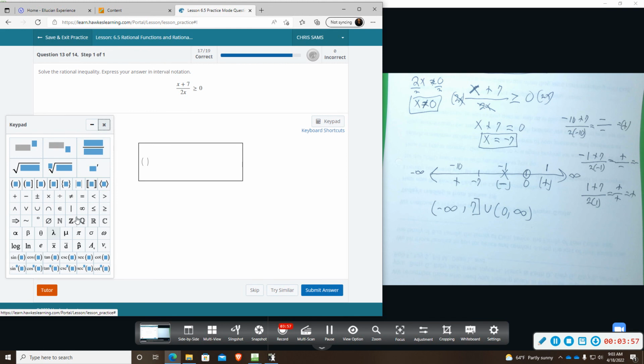So negative infinity. Actually, I got the wrong one. I need the half open close. There we go. Negative infinity to negative 7. I left my negative off. Gotta be careful there. And then union 0 to infinity.